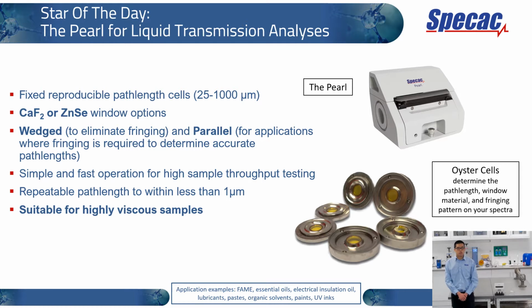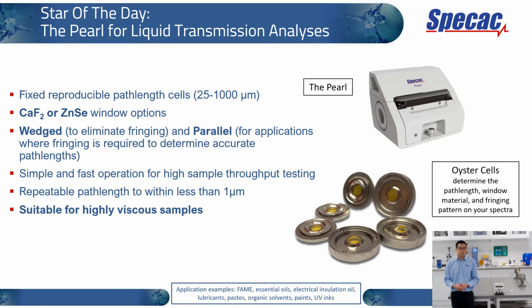The star of today is, of course, the Pearl liquid transmission accessory. We have a set of oyster cells that offer fixed repeatable path length cells from 25 to 1000 microns. We offer two different window options in calcium fluoride and zinc selenide, and you can control the angle of the oyster cells by having wedged or parallel oyster cells to control the fringing pattern depending on your end application. And so the Pearl is a very simple and easy to use accessory for fast operation and high throughput testing.